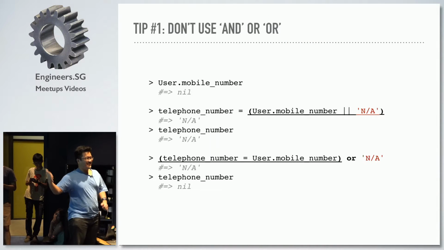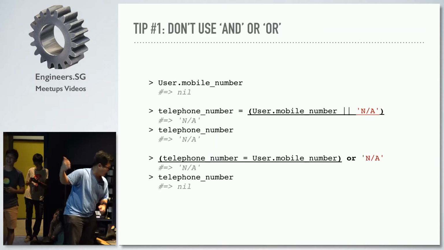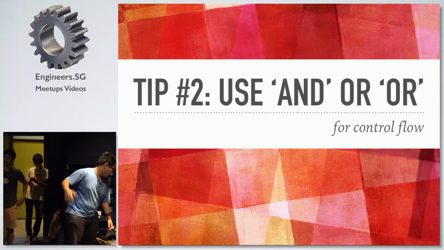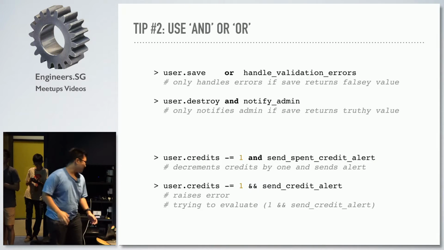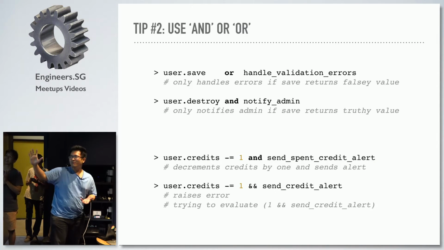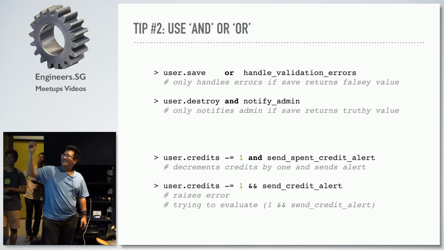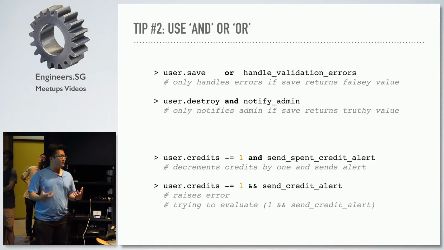Yes, that's actually the next tip. So this tip is don't use and or, right? So the next one is use it for control flow. So why did Matz put this in there? I never figured out how to pronounce that. Because Ruby has some grounds in Perl.